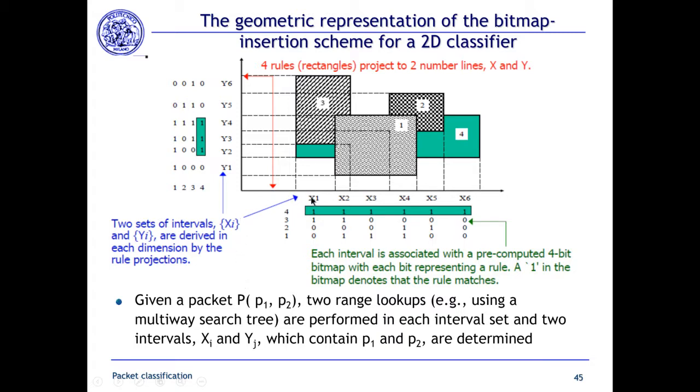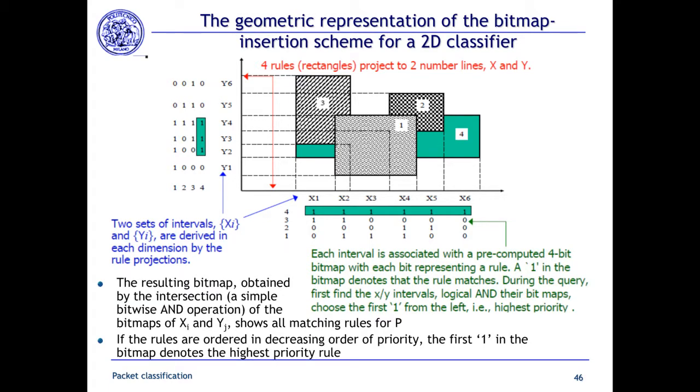So, for example, let's say X1 and Y1, the 2 segments which correspond to the incoming packet, that are matching with the incoming packet. And then instead of looking into the table as we did before, we do a simple operation of combination of the 2 bitmaps. So we do a bitwise AND between the 2 corresponding bitmaps that we have identified.